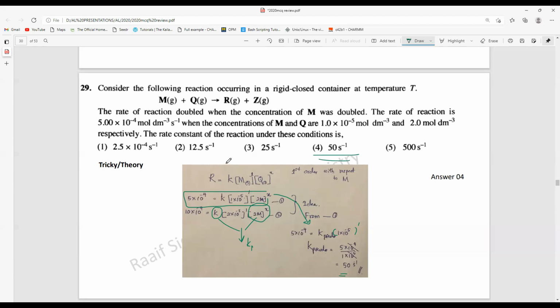So what is the important thing? The important thing is you need to understand that the concentration of Q is very large and high. So you don't need to know the order, because we can assume that the concentration of Q stays constant when the reaction happens.